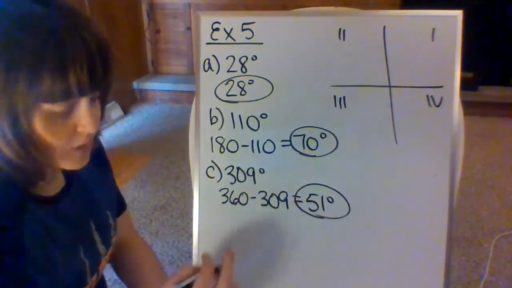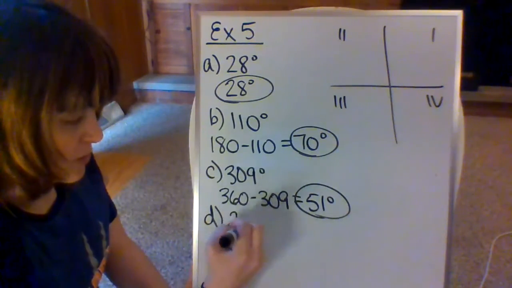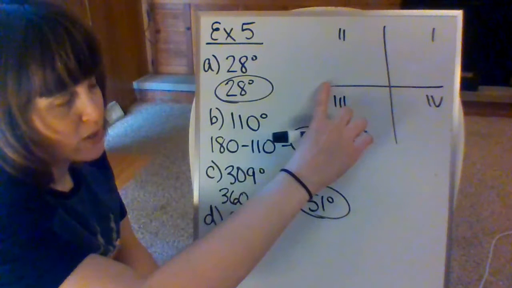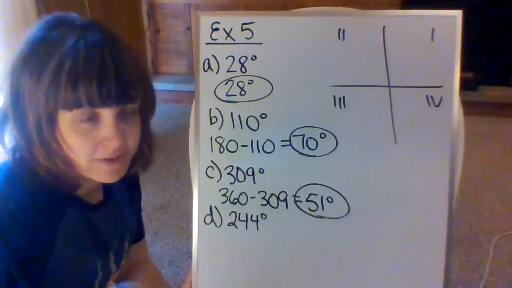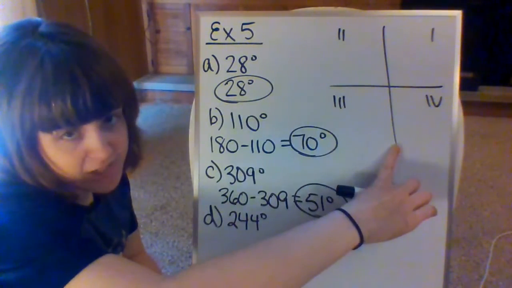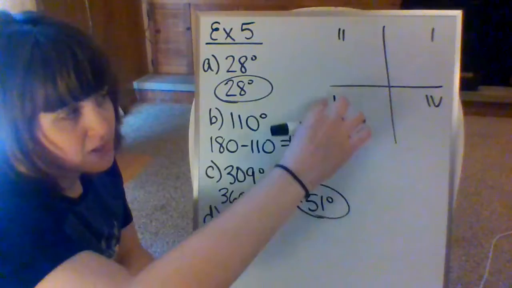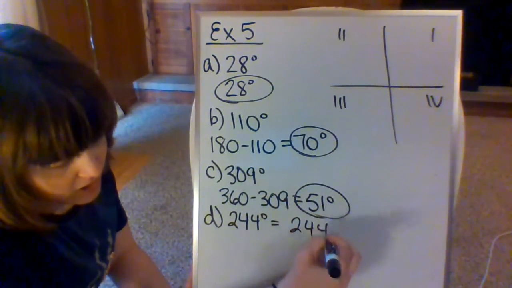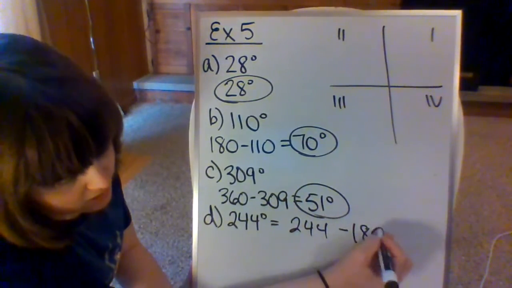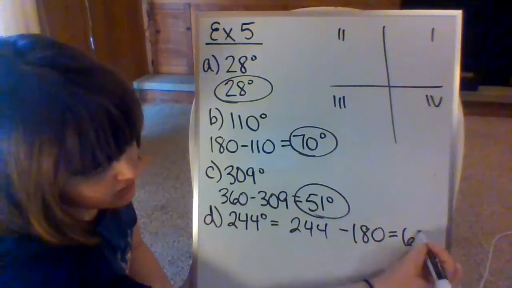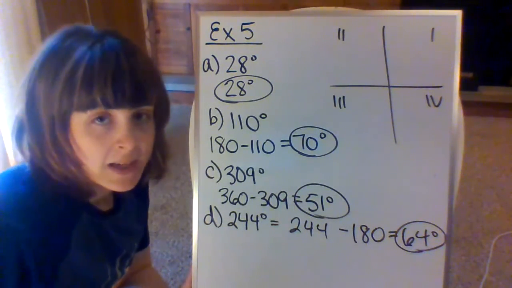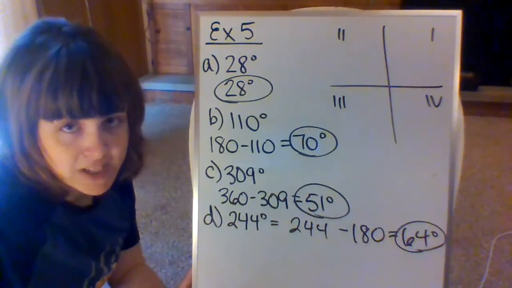Okay, and then the very last one, we have 244 degrees. So 244 is between 180 and 270. So if it's between 180 and 270, we're going to take the angle itself minus 180. So we're going to do 244 minus 180, and that equals 64. Okay, so that's how you find reference angles.